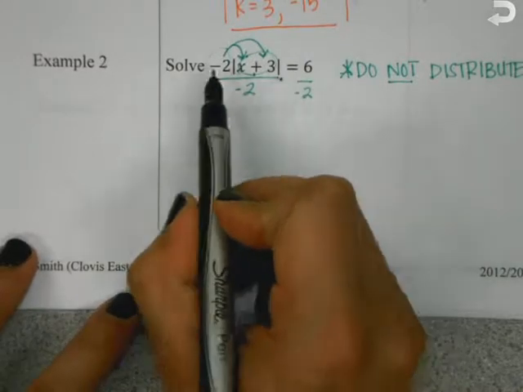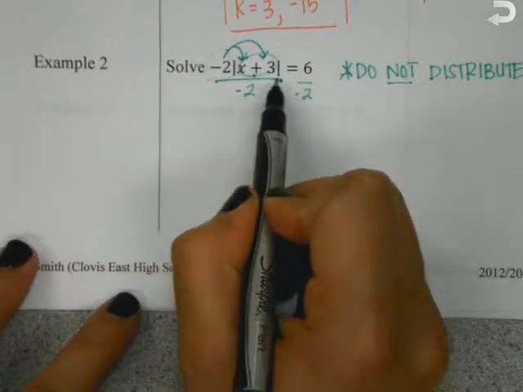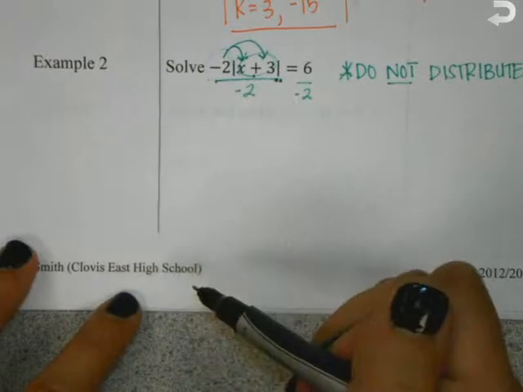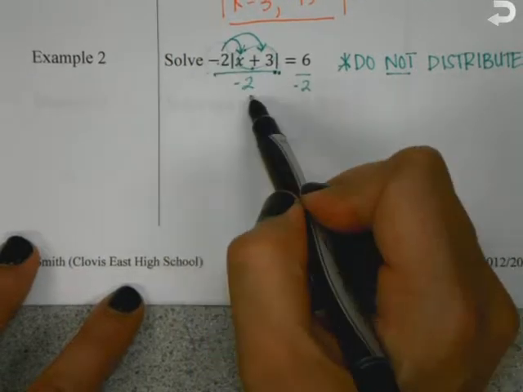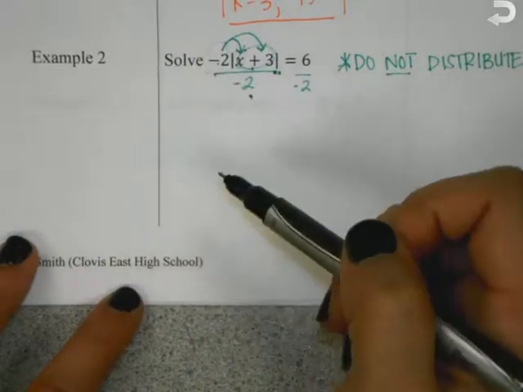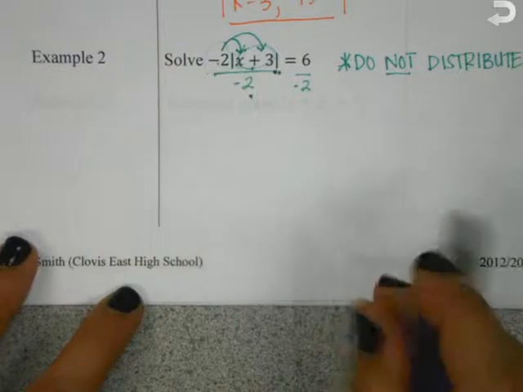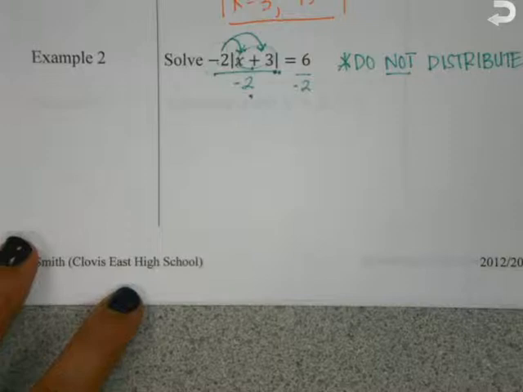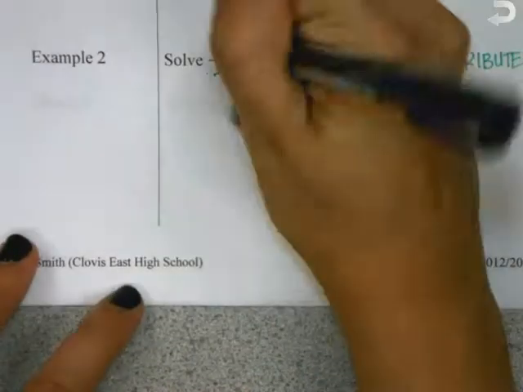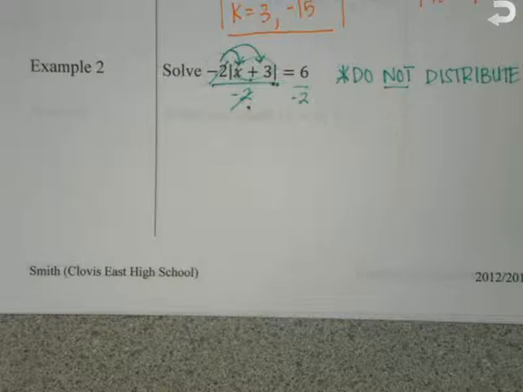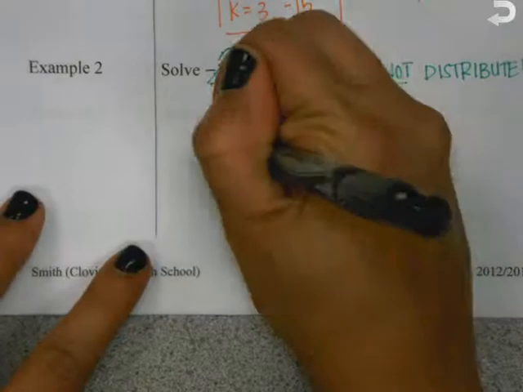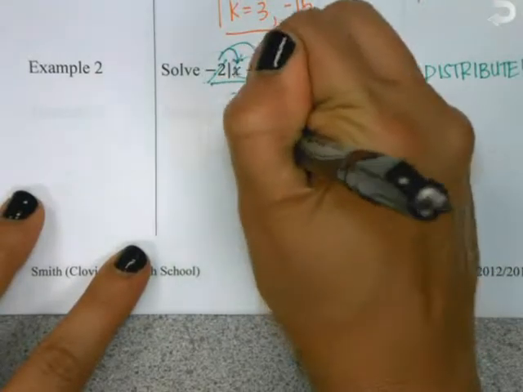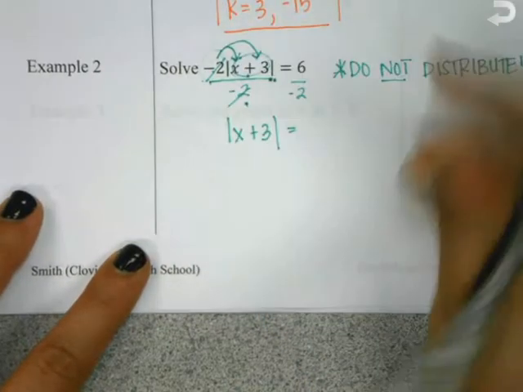What's negative 2 divided by negative 2? Please don't say 0. When you divide something by itself, what do you get? 1. Good. So these things turn into 1, so it actually still ends up canceling each other. So we get absolute value of x plus 3 equals 6 divided by negative 2. What's that give me? Negative 3. So what do I do next?